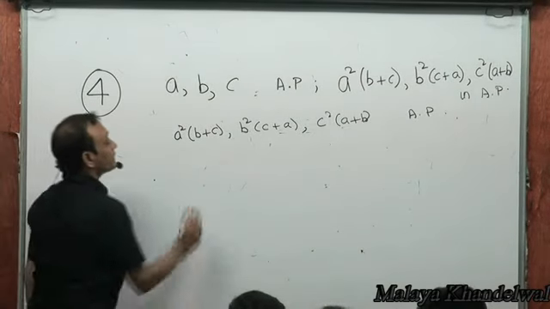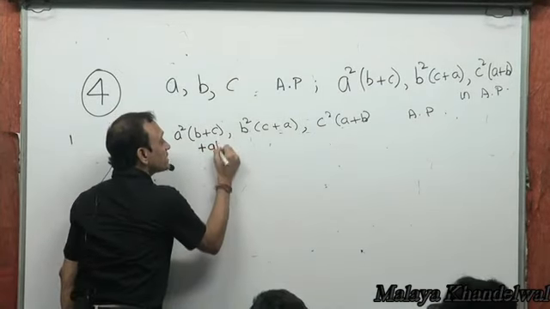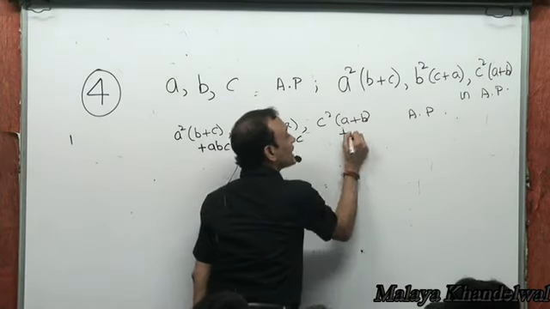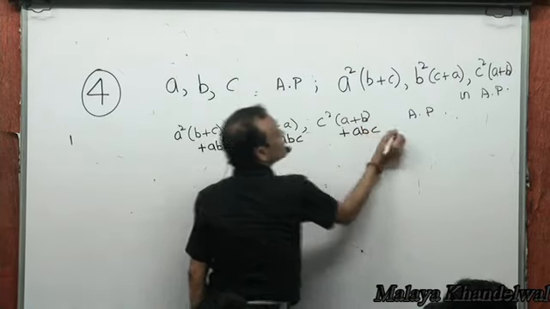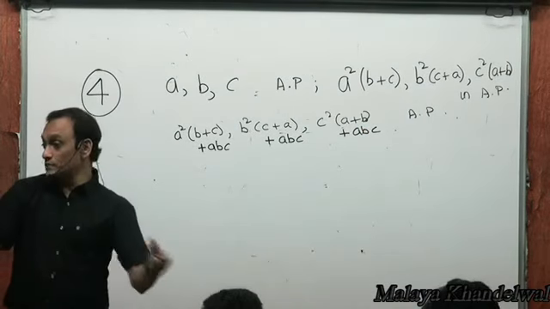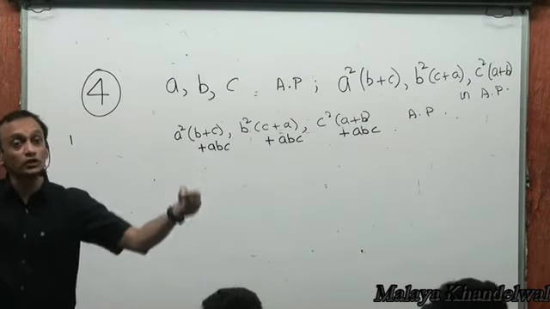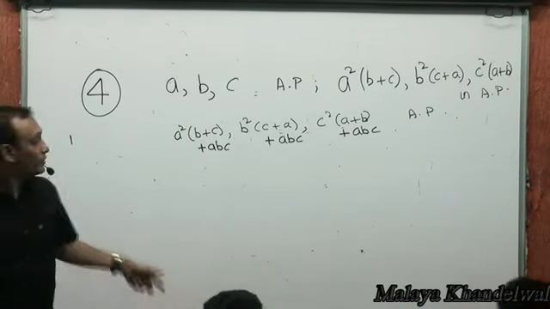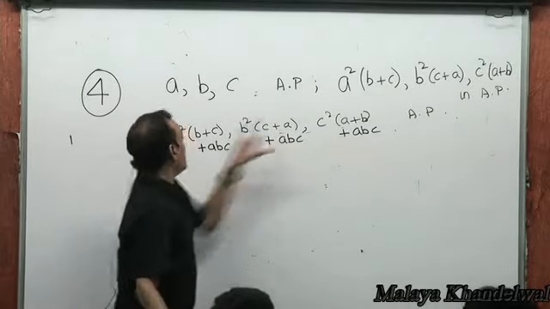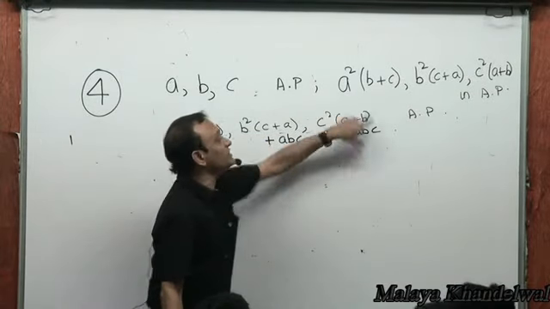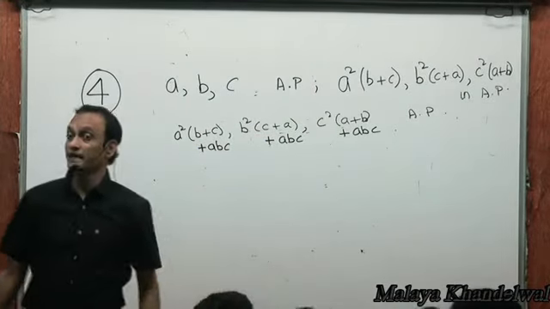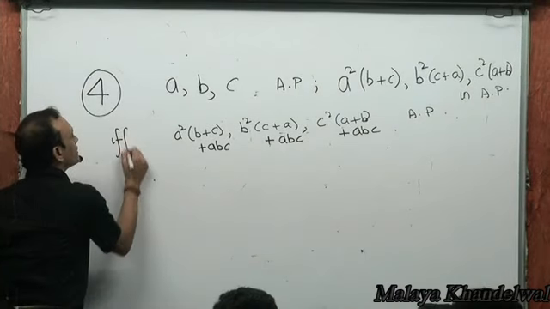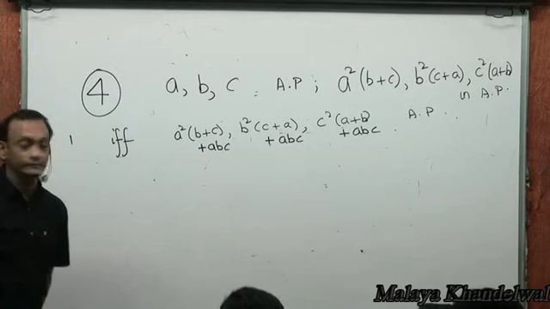That would mean this term plus ABC, second term plus ABC, and third term plus ABC should also be in AP. If three terms are in AP and you add the same number to all the three terms, then the corresponding sequence will also be in AP, right? These would be in AP if this plus ABC, this plus ABC and this plus ABC are in AP. Yes or no? Right? That is if and only if. IFF means if and only if, right?